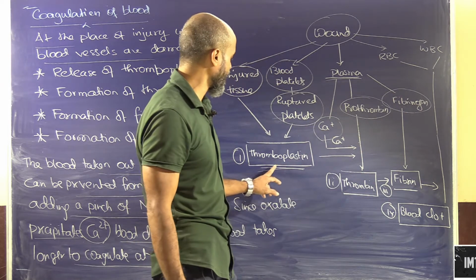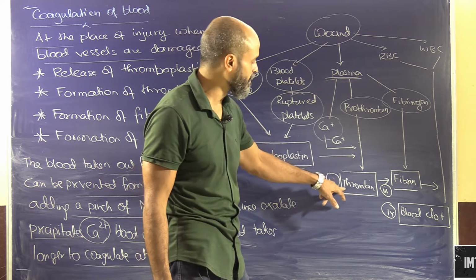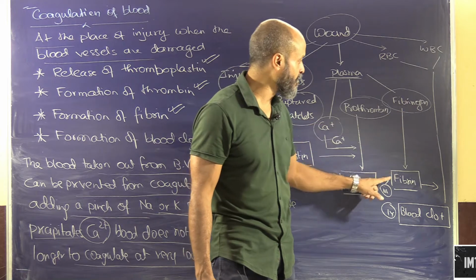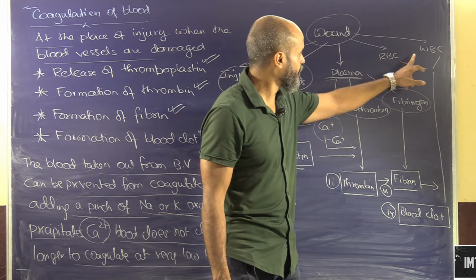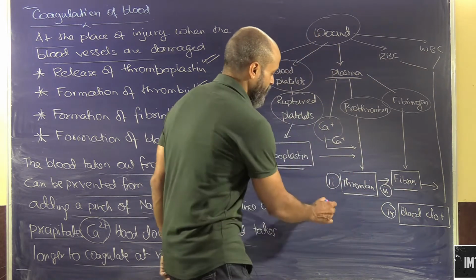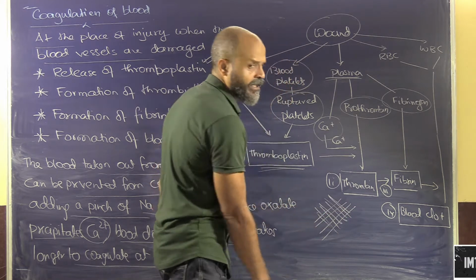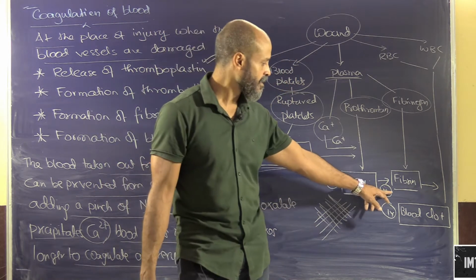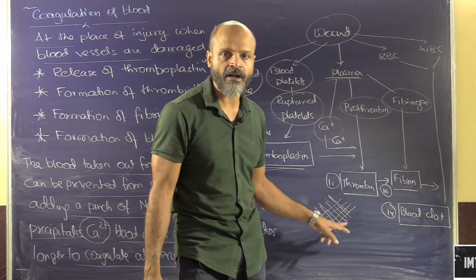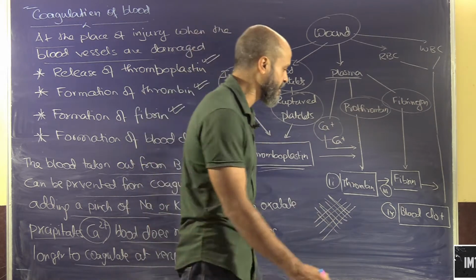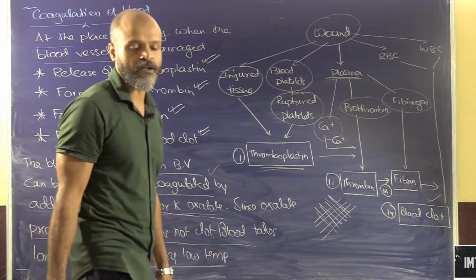If you look at the chain of reactions, thromboplastin in the presence of calcium ions or factor 4 will act on prothrombin to form thrombin. Again, thrombin will act on fibrinogen, which is again a protein present in plasma, to form fibrin. Okay, and finally the RBCs and the WBCs will get trapped in this fibrin or long thread. Fibrin is basically a polymer. The fibrin threads form a mesh or network in which the WBCs and the RBCs get trapped, and hence the blood clotting happens. Okay, so this is the entire process of blood clotting.